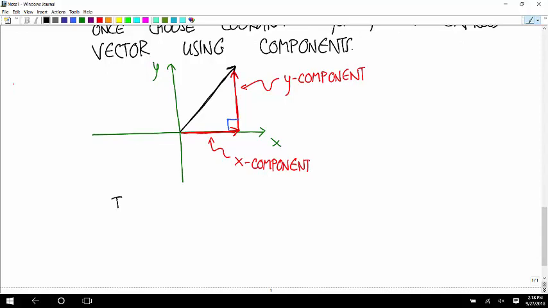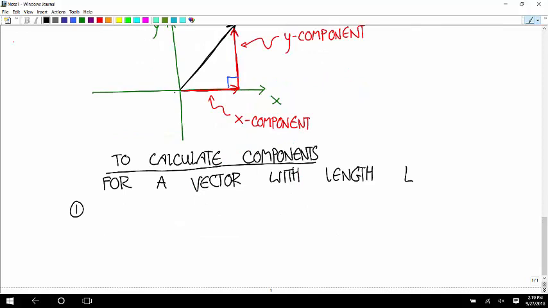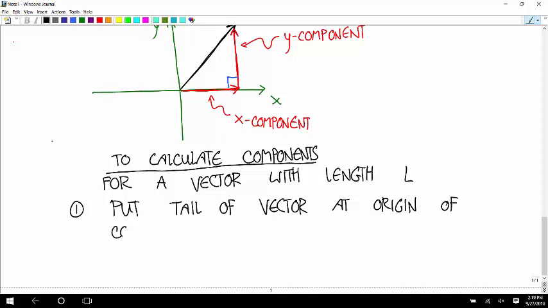So to calculate components, this is a set of steps that will always work. For a vector with a length capital L, the first thing you need to do is put the tail of the vector at the origin of the coordinate system, where the x and y axes meet. I'm going to talk about coordinate systems a lot, so I'm going to start abbreviating it just CS. Whenever I write CS, that's what I'm talking about.